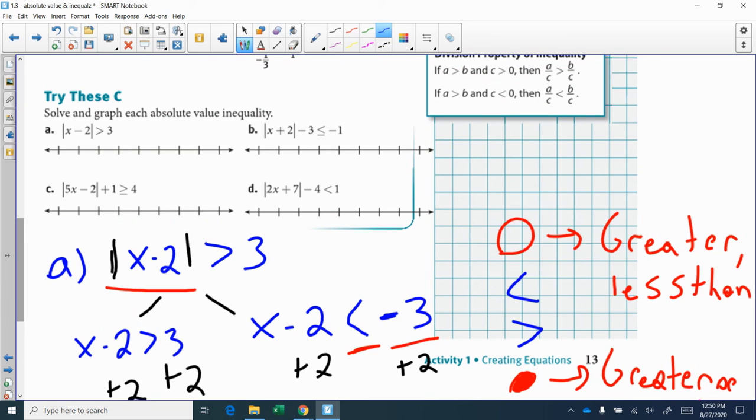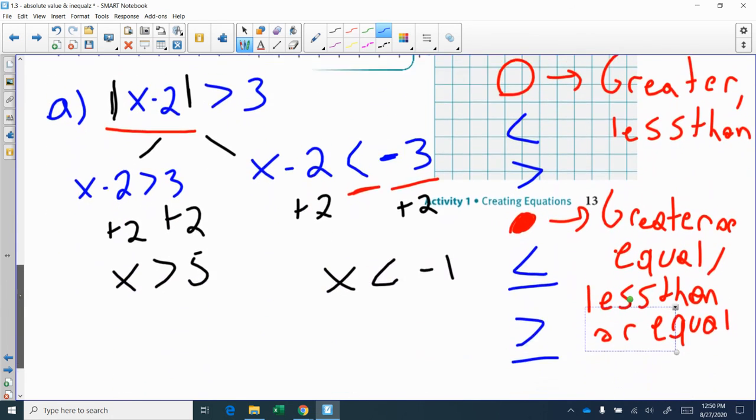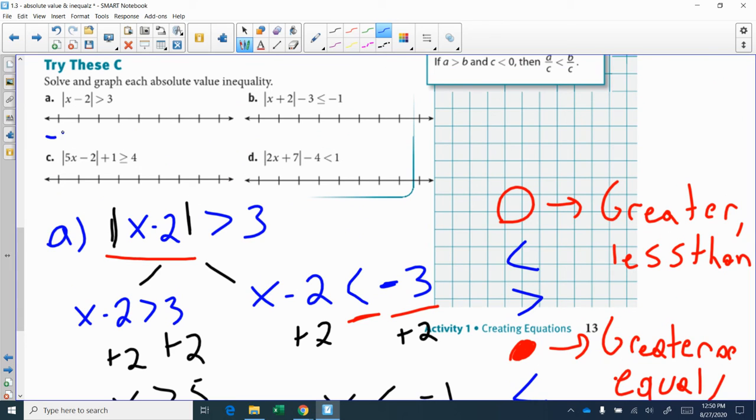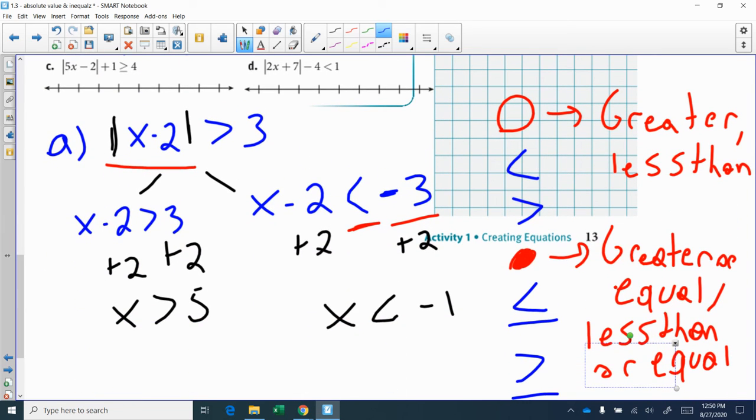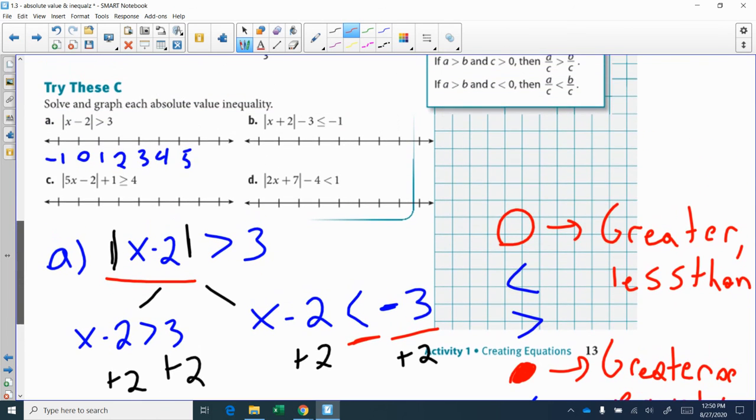I'm going to plot it out. I'm going to need to include both my values. So this is going to be -1, 0, 1, 2, 3, 4, and 5. And what I want to do is basically plot where my two answers are at. Well, if you look down here, we have a greater than symbol, which means I'm going to be using an open circle. So at both of my two answer spots, which was -1 and 5, I'm going to place an open circle at each. Okay.